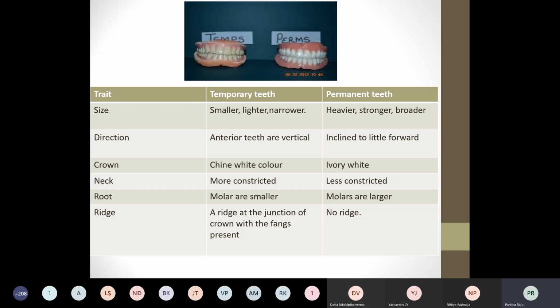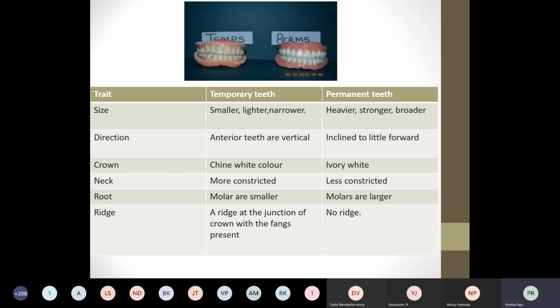With respect to direction, anterior teeth are usually vertical in temporary teeth, and in permanent teeth they are usually inclined a little forward. The crown in temporary teeth is china white in color, while in permanent teeth the color is usually ivory white. The neck is more constricted in temporary teeth and less constricted in permanent teeth. The roots are usually smaller in temporary teeth, that is, the molar roots are smaller, and in permanent teeth the roots are usually larger. Ridges are seen at the junction of the crown with the flank in temporary teeth, and there are no ridges in permanent teeth.